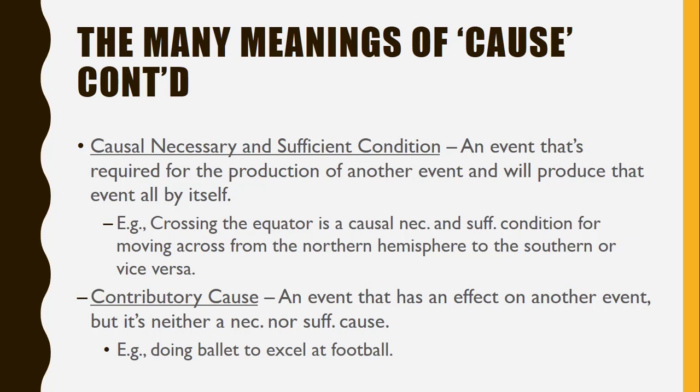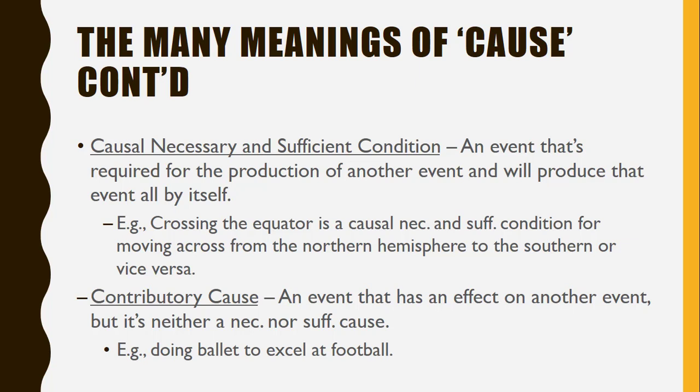Okay, so next let's look at a causal necessary and sufficient condition. That's an event that's required for the production of another event and will produce that event all by itself. In other words, this is a causal condition that is both necessary and sufficient. So it satisfies both of the previous kinds of causal conditions. It's an event that's required or necessary for the production of a particular event, and all by itself, it is sufficient to produce this particular event.